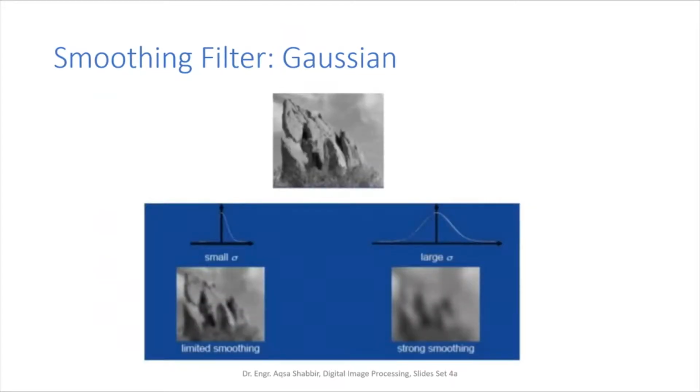Over here, we can study that the response of a Gaussian smoothing filter depends on the standard deviation of the Gaussian function. If the standard deviation is small, if the sigma is small, there is limited smoothing or less smoothing. If the standard deviation is large, sigma is large, the smoothing is stronger.